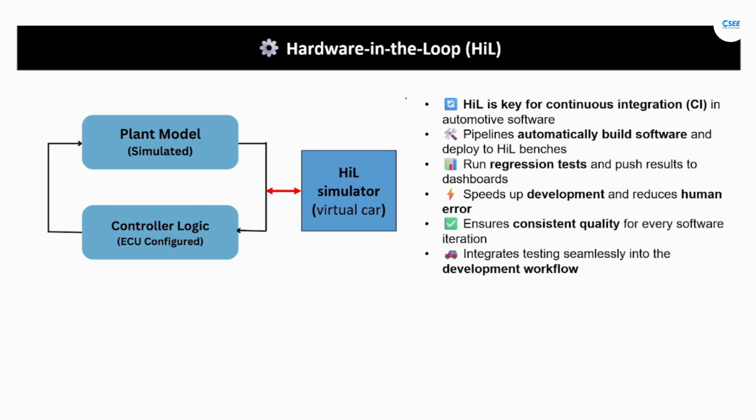HiL is also a key step in continuous integration for automotive software. Modern development pipelines automatically build software, deploy it to a HiL bench, run regression tests, and push results to dashboards. This speeds up development, reduces human error, and ensures consistent quality with every software iteration.